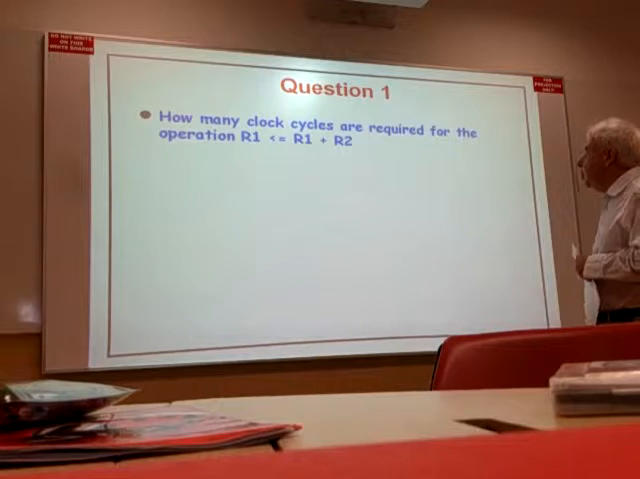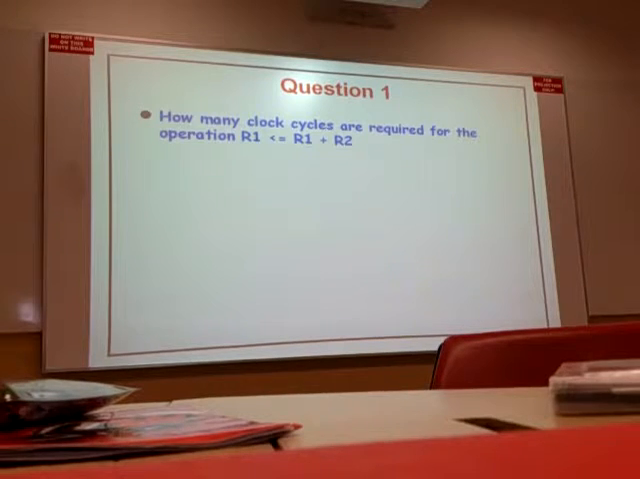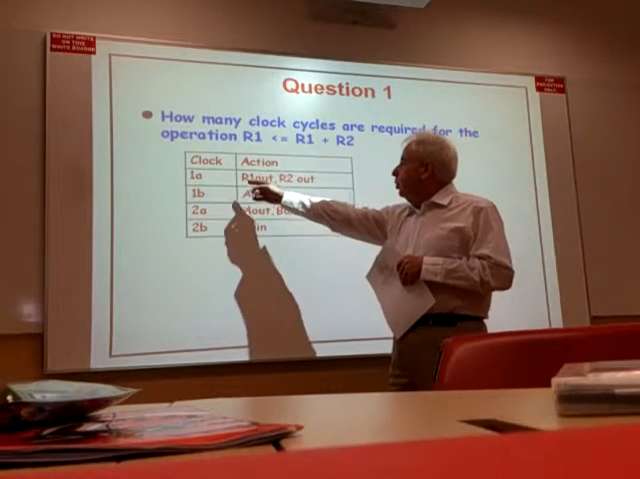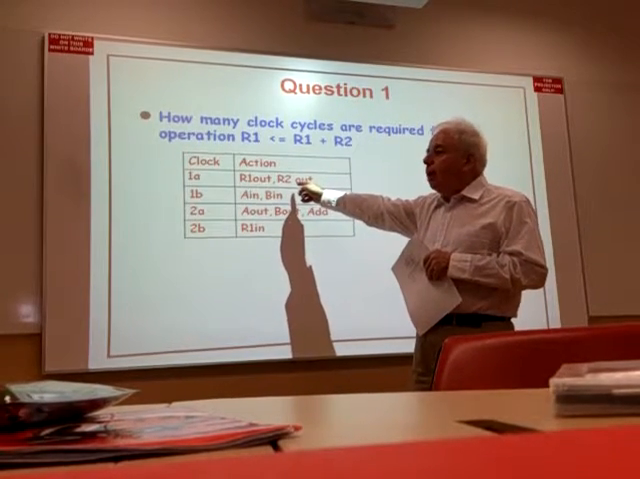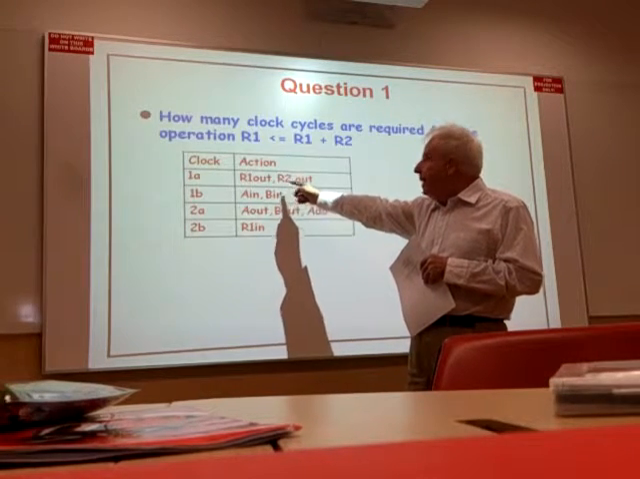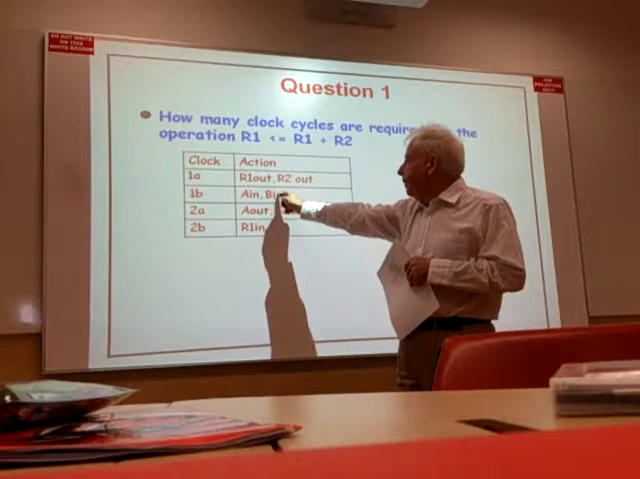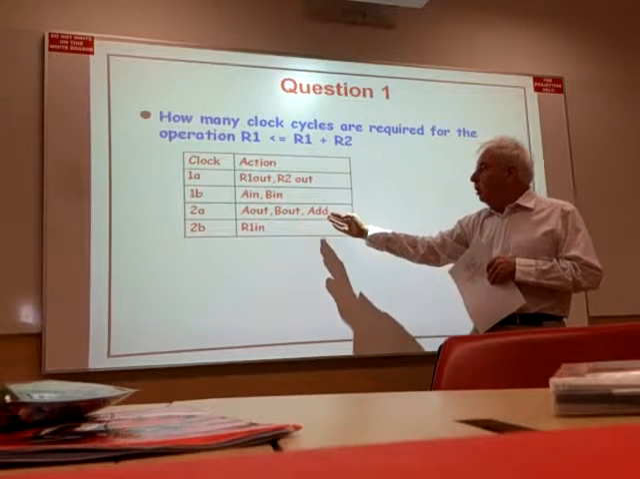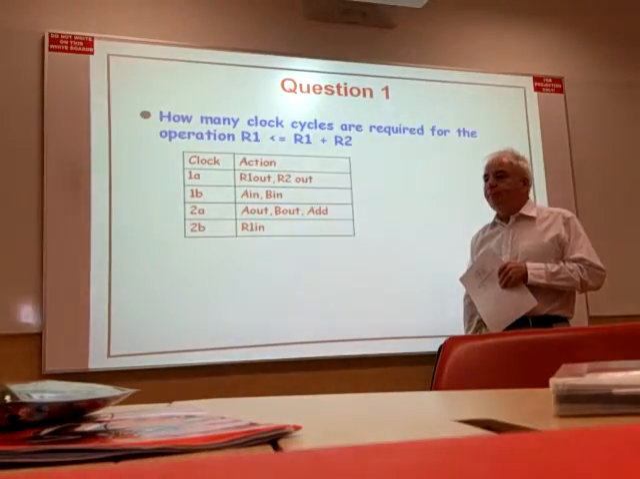2. Okay, so in fact putting the registers there means that we have to take more clock cycles. In the first clock cycle, 1A, we can output the values of the registers, but we can't send them directly to the ALU. 1B, we have to put them into registers A and B. And then the second clock cycle, we can take the outputs from A and B, add them, and then we can put the result back in R1 on 2B.